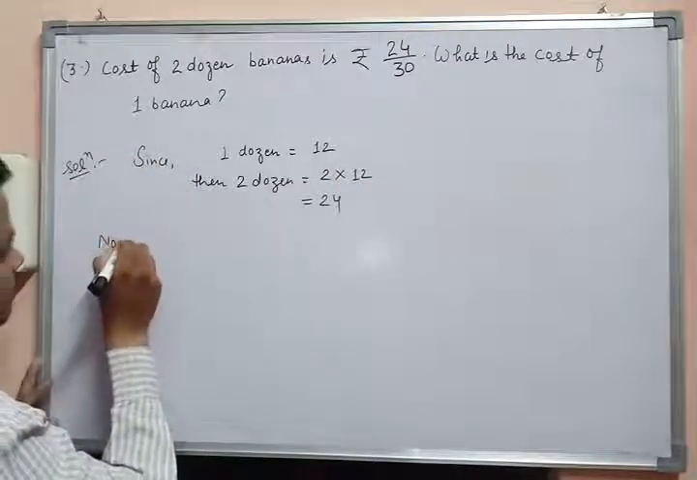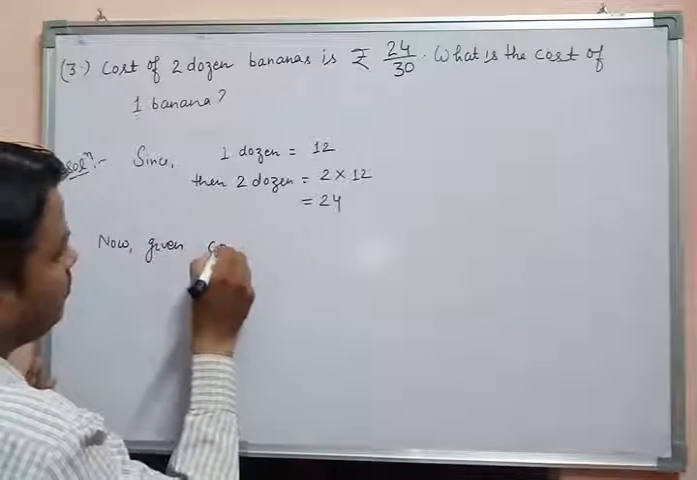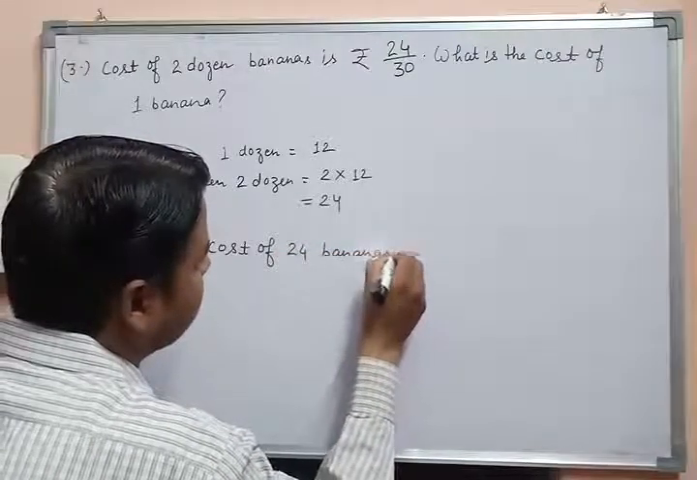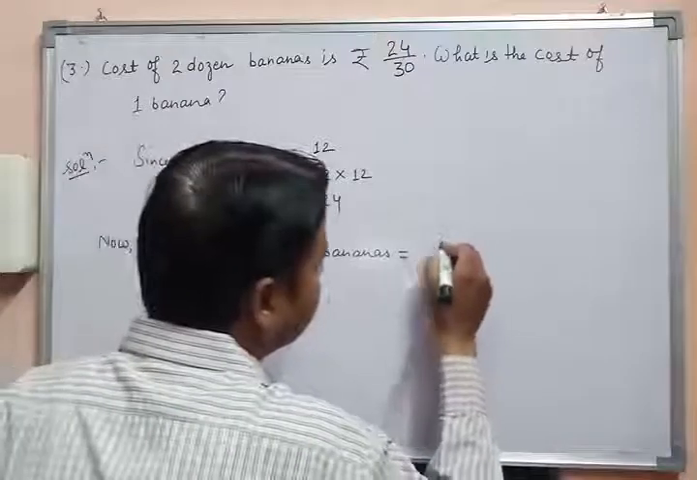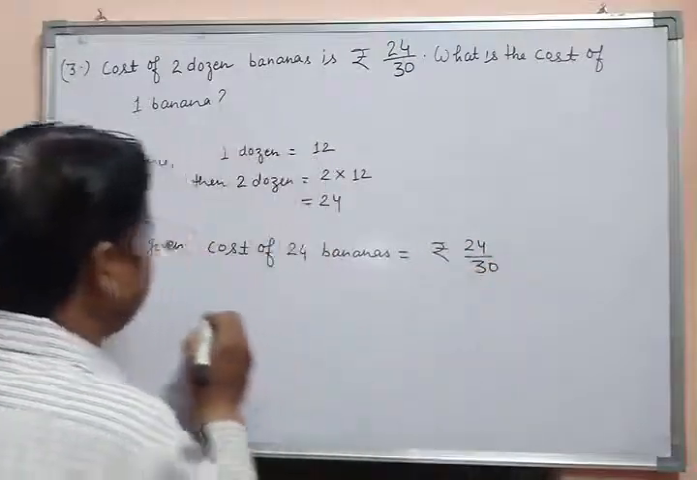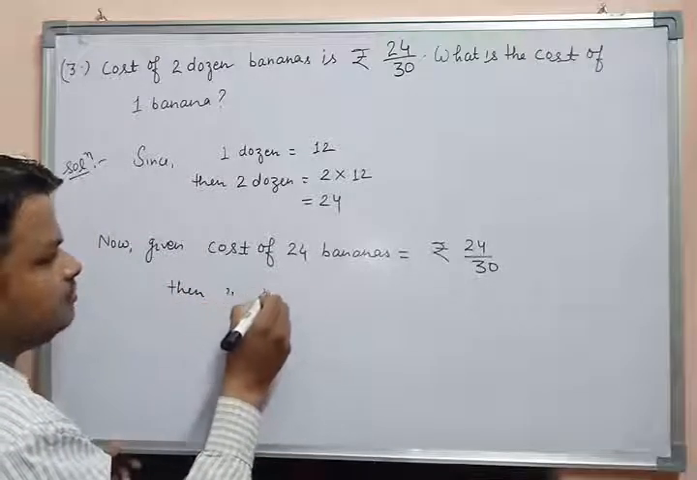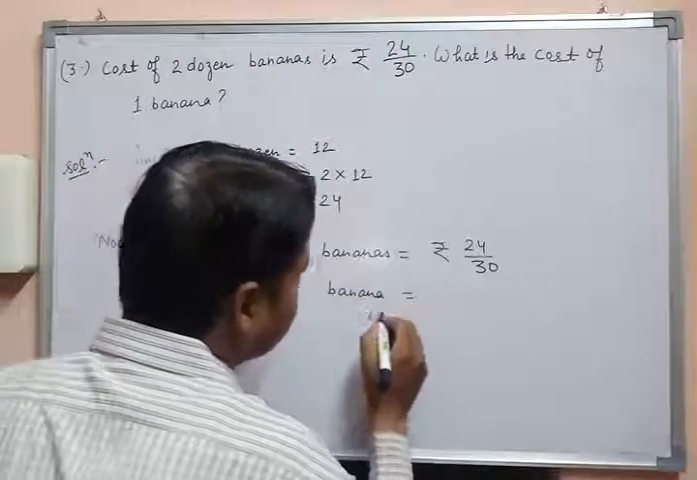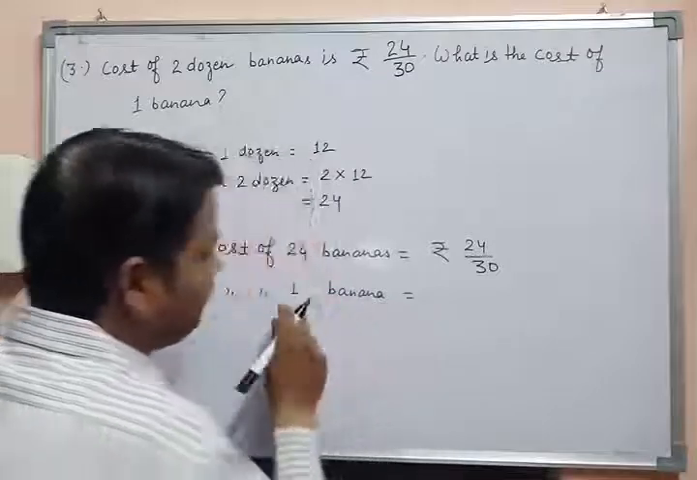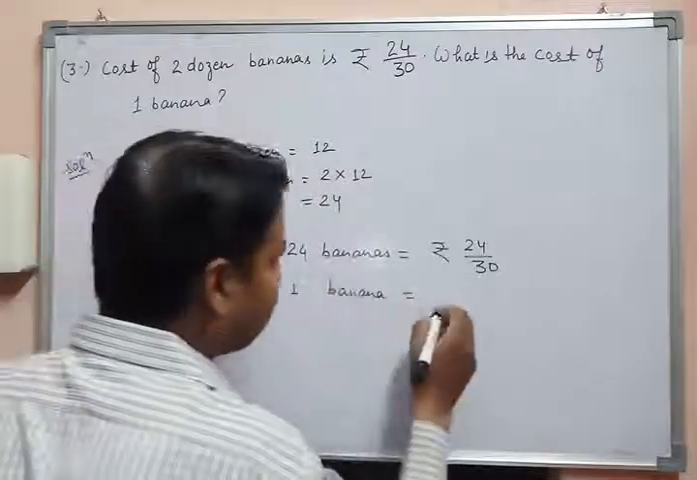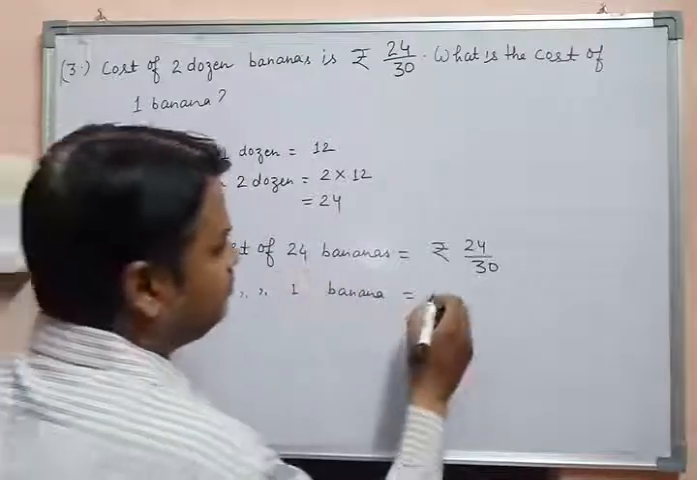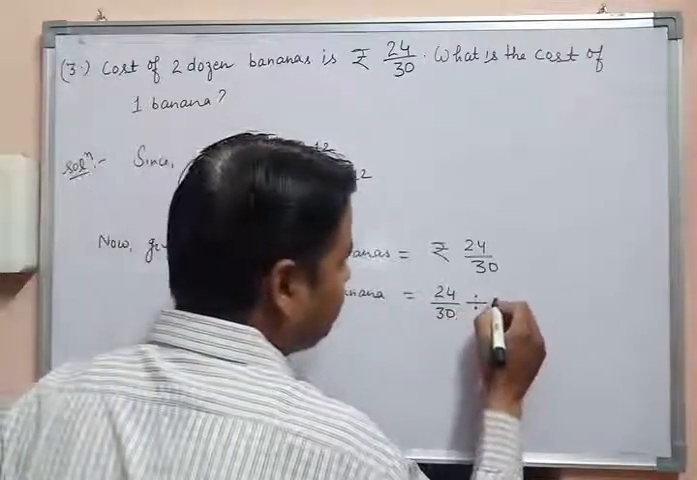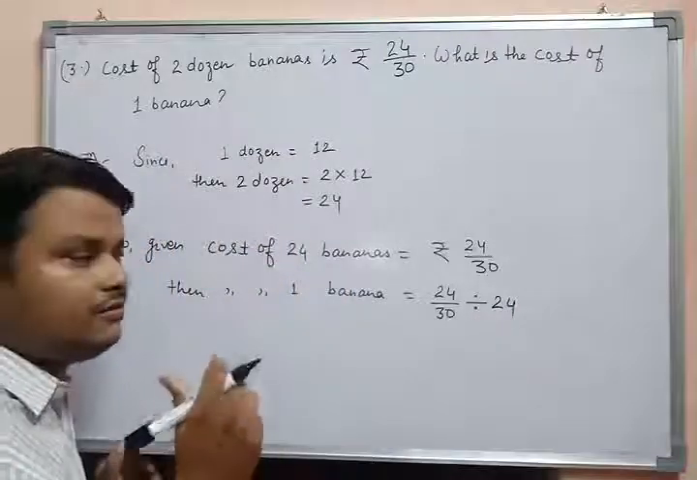Now given, the cost of 24 bananas is equal to rupees 24 upon 30, then the cost of 1 banana is equal to, so for 1 you have to divide 24/30 by 24, then we will get the cost of 1 banana.